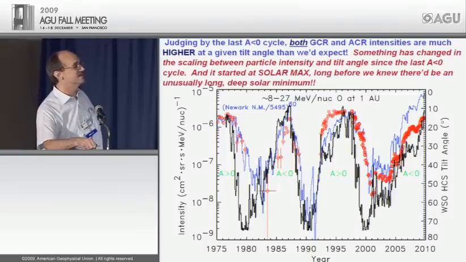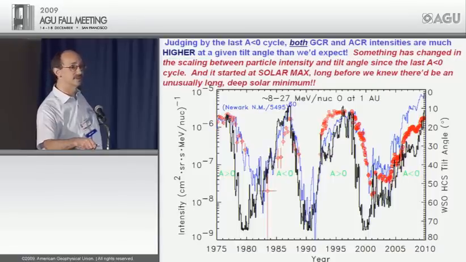Nothing is agreeing with anything else anymore. The way it's been plotted here, the blue neutron monitor and the tilt angle are lying on top of each other. So if we look at the given tilt angle now, the GCRs are well above where they were for that same tilt angle during the last A-negative. The ACRs are plotted here at about the same level, or maybe a little bit below.